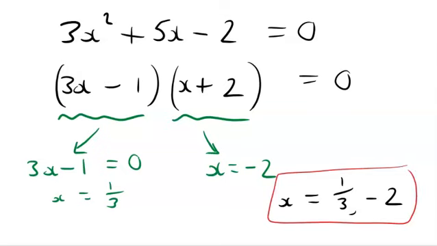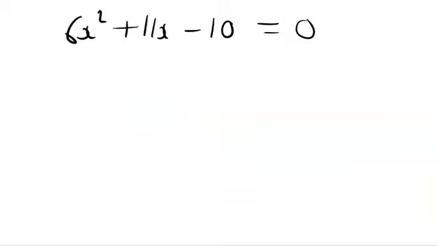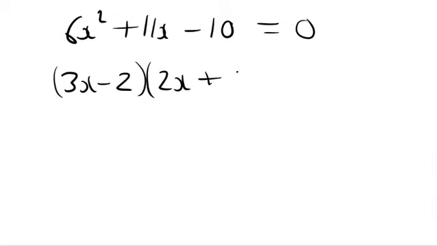Okay, the last one we're doing is this. Now, normally you would not factorize this. It's too much work. You would use the formula that we're doing in the next lesson. But you could factorize it, and we did it in fact in a previous video. I can factorize that into 3x minus 2 and 2x plus 5 equals 0.